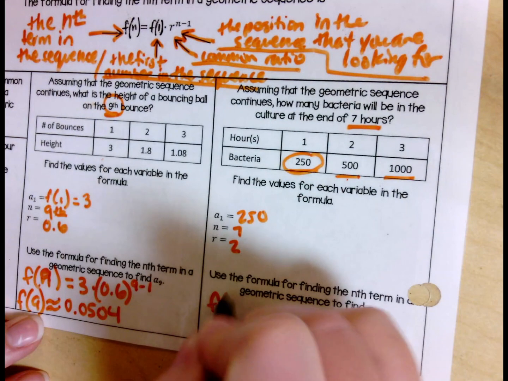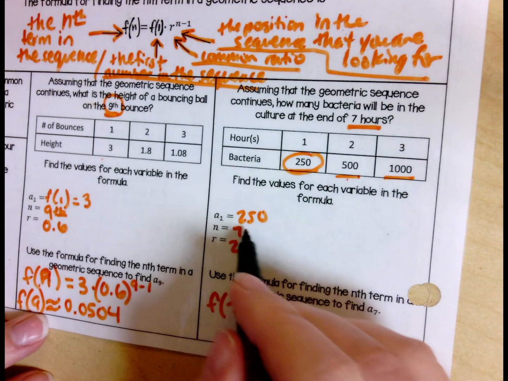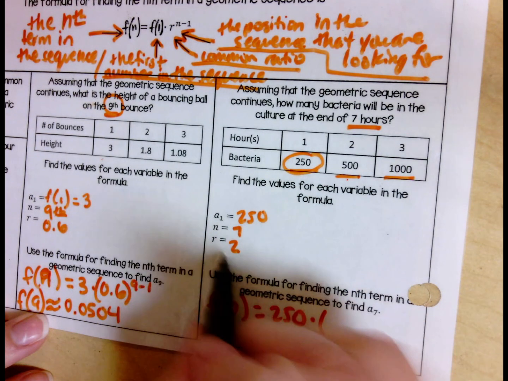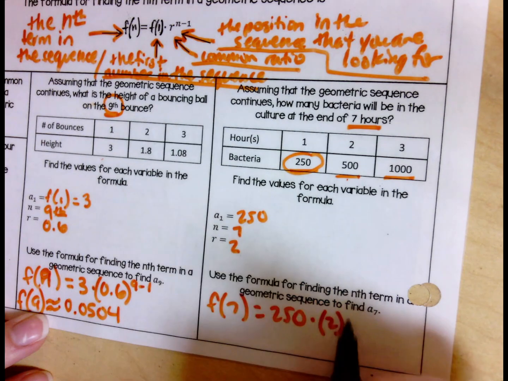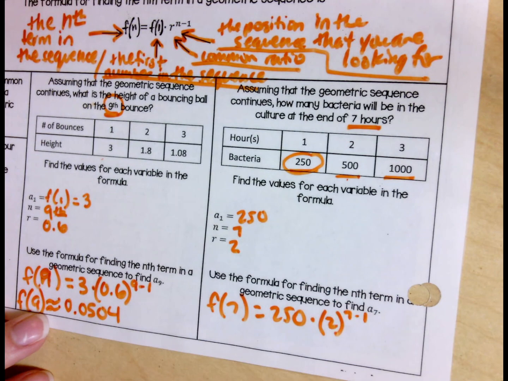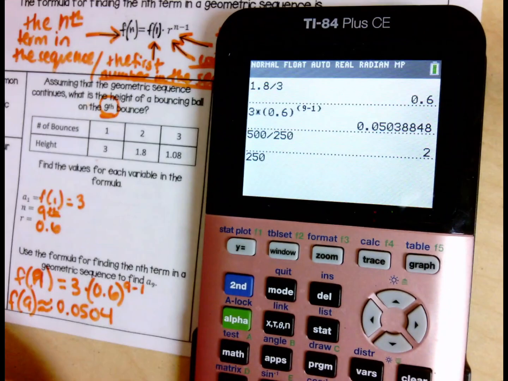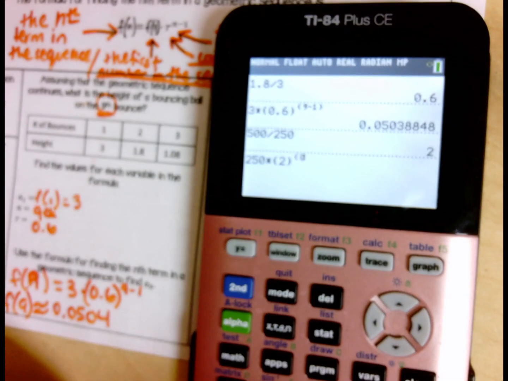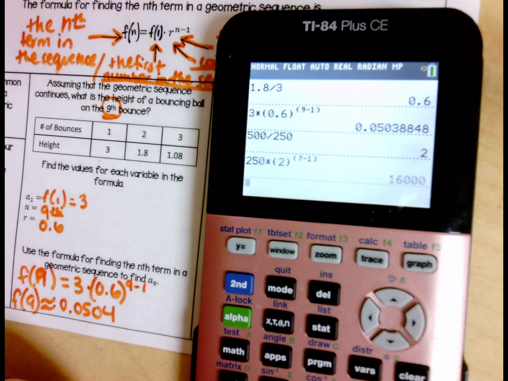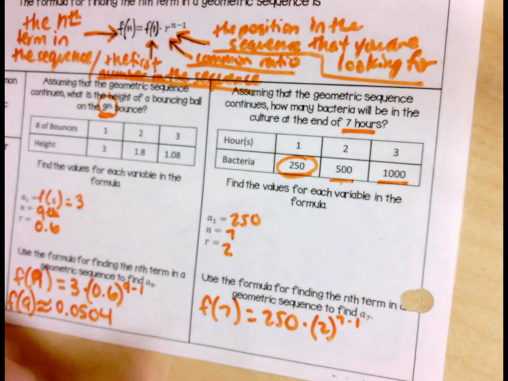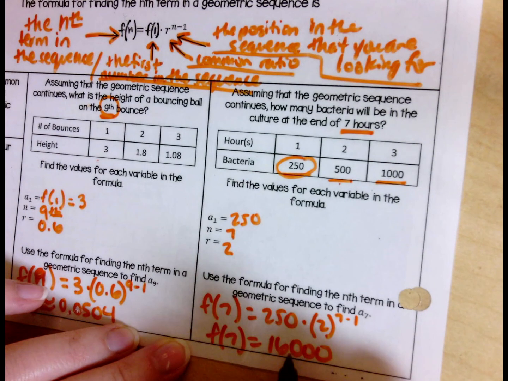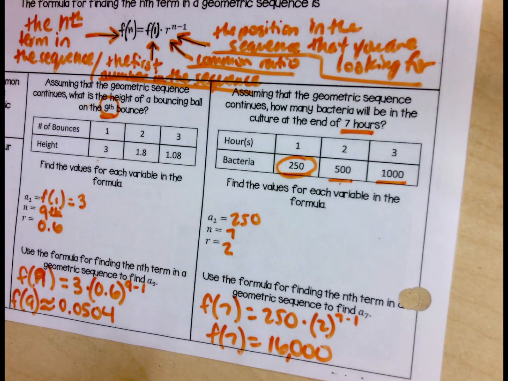So I'm looking for f of 7. I'm going to plug in my first term, which is 250. I'm going to multiply it by my ratio, which is 2, and I'm going to raise that ratio to the power of 7 minus 1. And then I'm going to plug that straight into my calculator. So I'm going to do 250 times 2 raised to the power of 7 minus 1. And I get 16,000. So at the 7th hour, there are 16,000 bacteria in that culture.